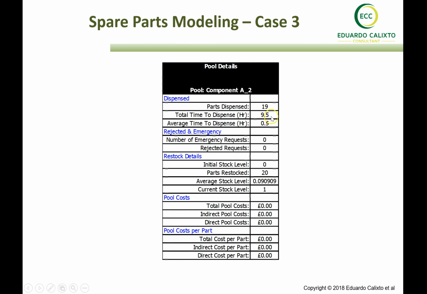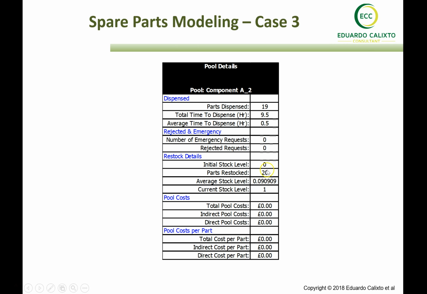Okay, so let's take a look at component A. In the end we have 19 parts dispensed, but the total time to dispense is 9.5 hours. So that's why there is a huge impact in 20 hours. The operation availability has this huge impact caused by component A, and the average time to dispense is 0.5. So whenever I need to carry out some preventive maintenance, I have this impact of 0.5. That is the real discussion here.